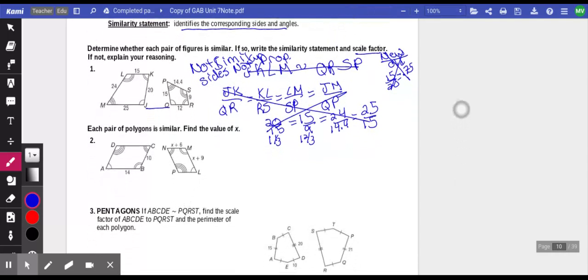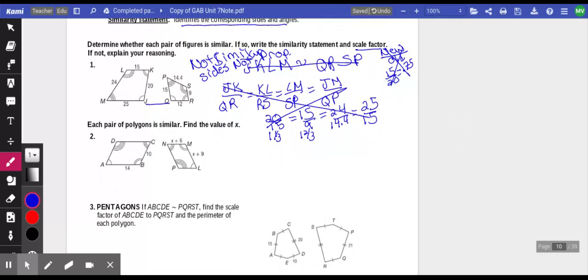So I'm going to do number 2. Each pair of polygons is similar. Find the value of x. So if they're similar, that means AB is proportional to LM. And I did that by identifying the one angle with the 1, the 2 with the 2. So 14 over x plus 9 is equal to, between 2 and 3 angles, 10 over x plus 5.